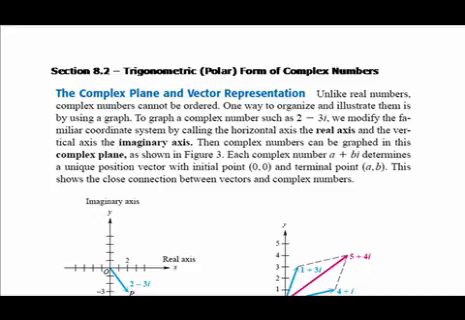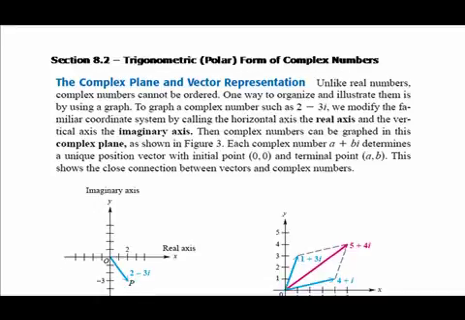Now, how does this apply to trig? The opening paragraph was what I mentioned earlier. It says, unlike real numbers, complex numbers cannot be ordered. You cannot line complex numbers up from smallest to largest. Can't be done. So we got to come up with a way to organize or illustrate them, and that's by using a graph.